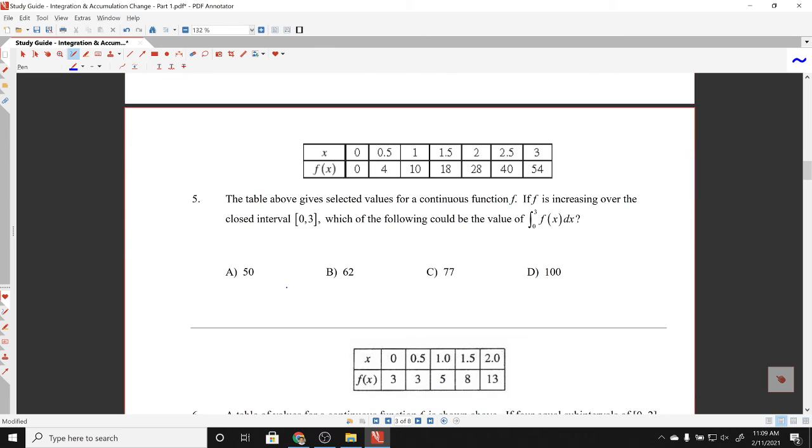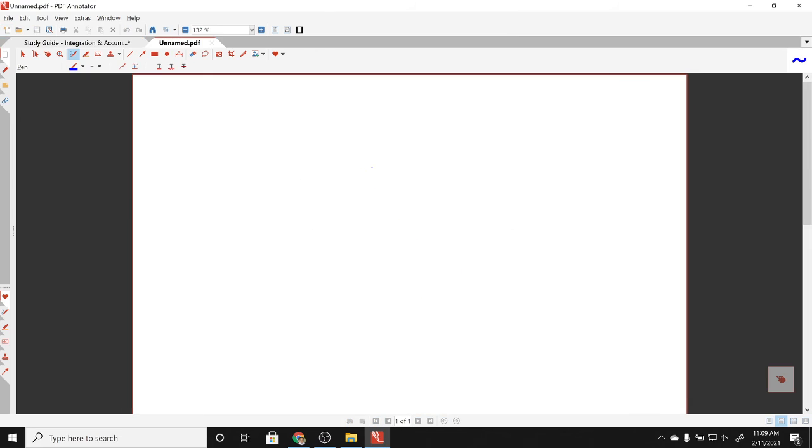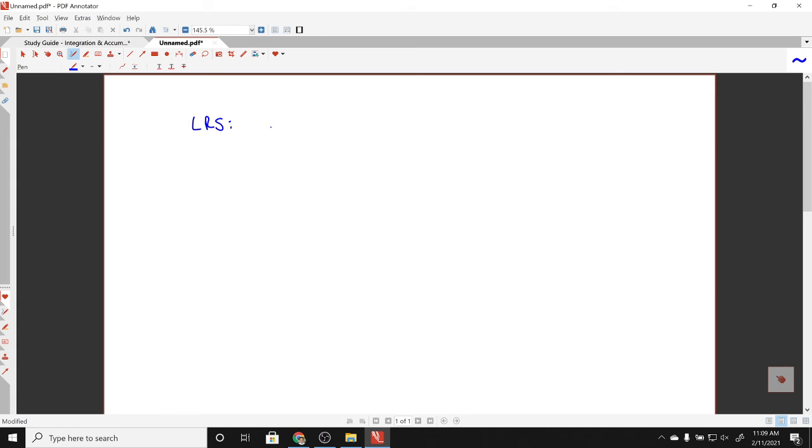And then number 5: the table above gives selected values for the continuous function f, which is increasing over the closed interval. Which of the following could be the value of the integral from 0 to 3 of f of x? There's a few different ways of doing this one. I'm going to open up a new sheet just to show you. You're not going to be able to see the table, but you have it, and I'm going to use those numbers. So we're going to start with a left Riemann sum, and I'm just going to do all of the intervals.